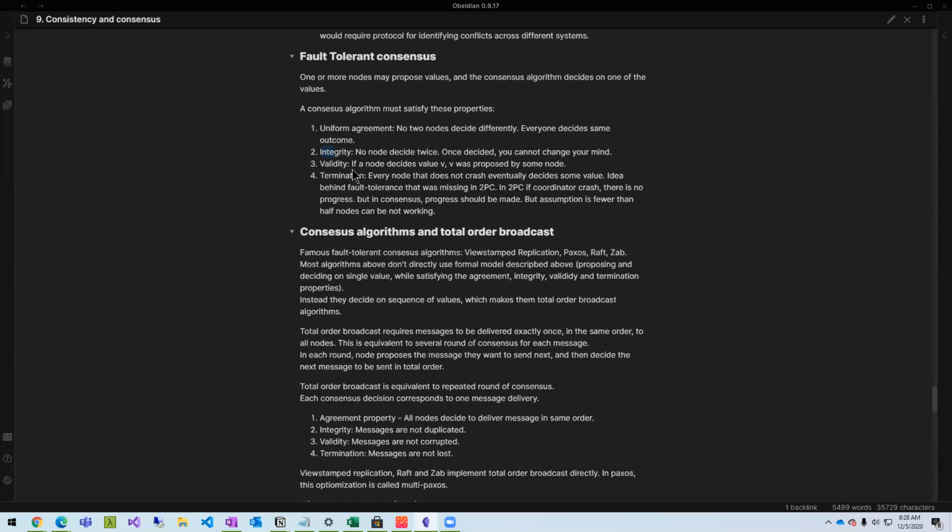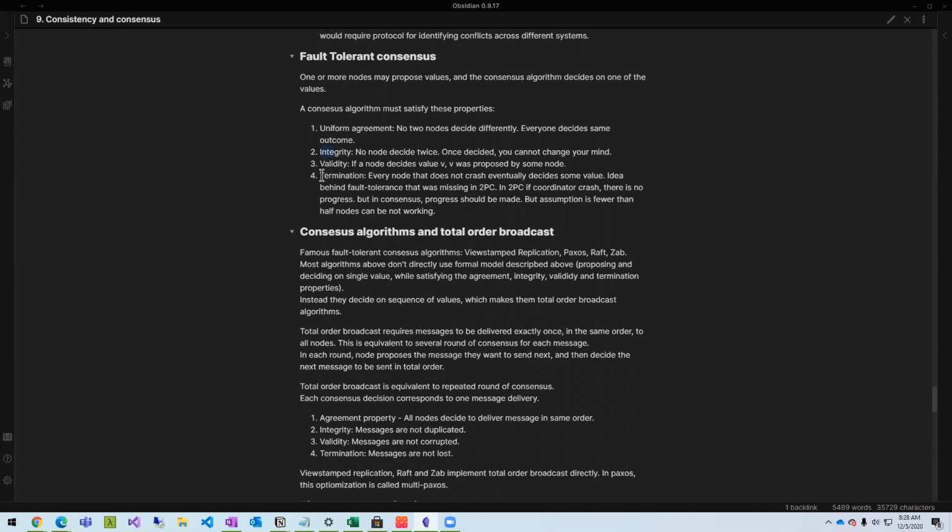Validity is that if a node decides value v, then v was proposed by some node. So basically, a node cannot agree on some value which was never proposed by someone. Like if I have been asked whether I agree on A, I cannot reply back with B or C, right? It should be at least proposed by someone, or it should be proposed by me. So this is the validity property.